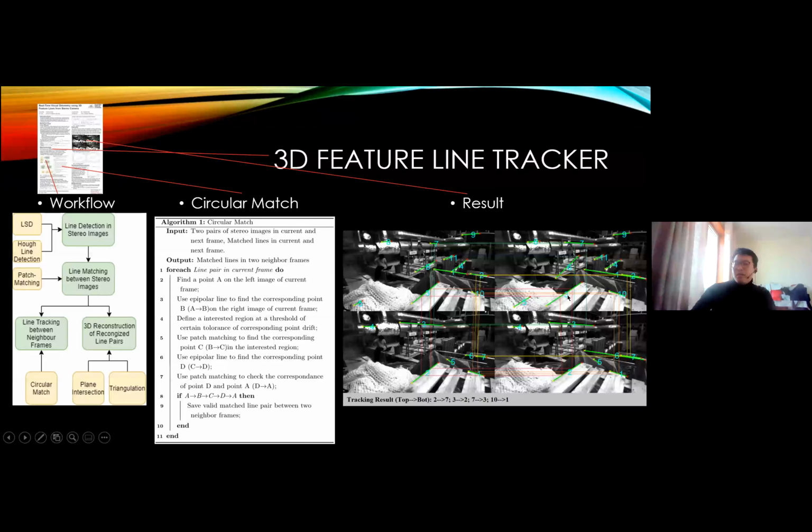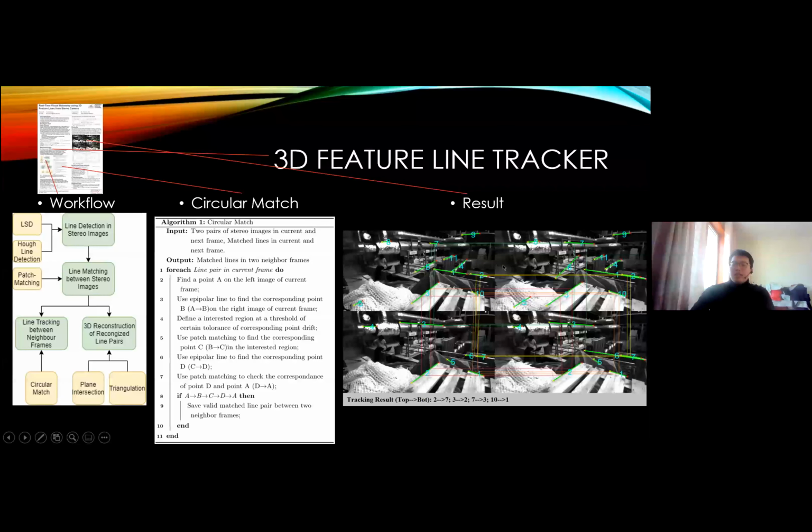So the tolerance is not fixed. It depends on the camera speed. If the camera is moving too fast, then the tolerance should increase accordingly. The overall process is that A matches to B, matches to C, matches to D, and matches all the way back to A. That is why it's called a circular match.